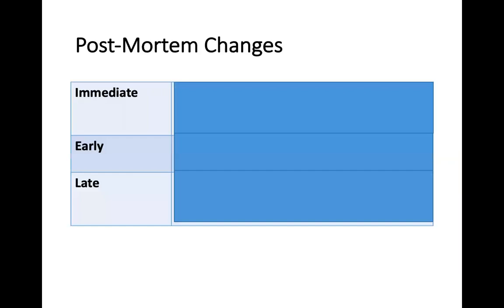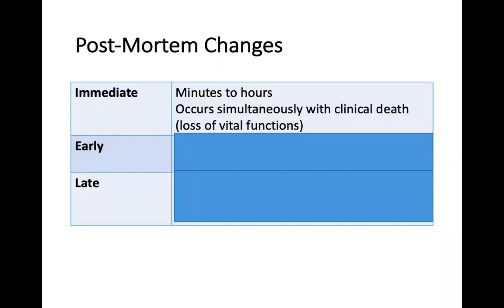Okay, so postmortem changes according to temporal pattern, we have three, no? We have immediate, as I have mentioned earlier, early and late. Pag sinabi tayong immediate, of course, ito yung mga vital organs functions na nag-stop, okay? Cessation of vital organs. So kumbaga, ito yung somatic death, right? Okay? It occurs minutes to hours, occurs simultaneously with clinical death or somatic death because there is loss of vital functions ng vital organs natin, brain, heart, and lungs.